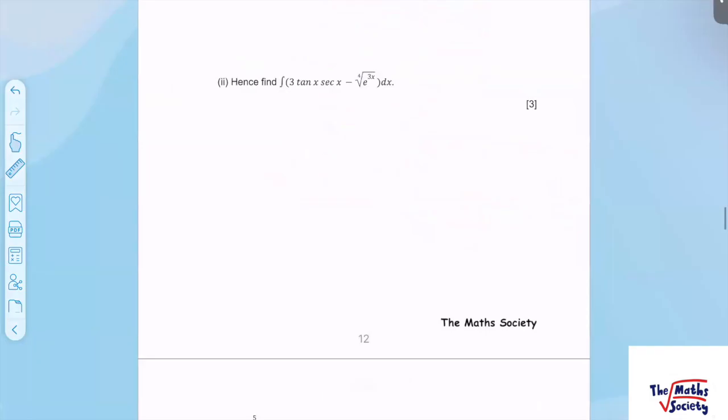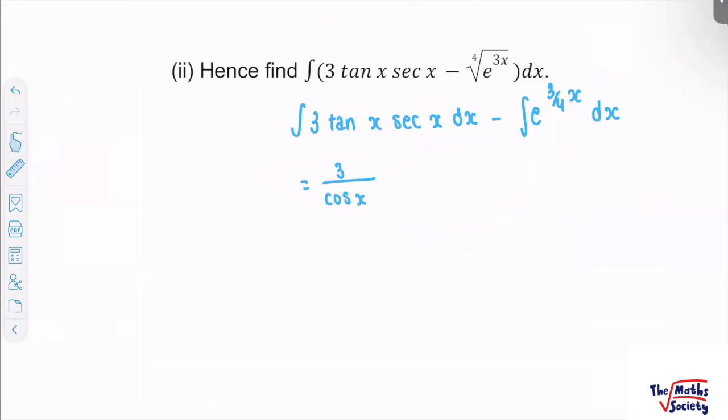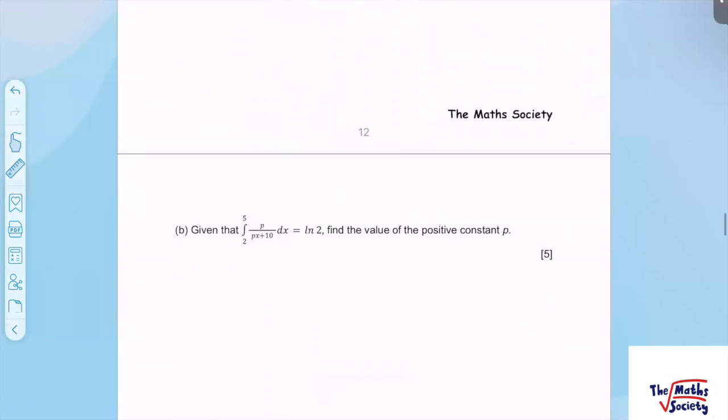Yep. And moving on to B. It says to find, you need to integrate it: 3 tangent x sec x minus e power 3 by 4 x dx. And that's just going to be 3 by cos x minus 4 by 3 e power 3 by 4 x plus c. Don't forget the c.